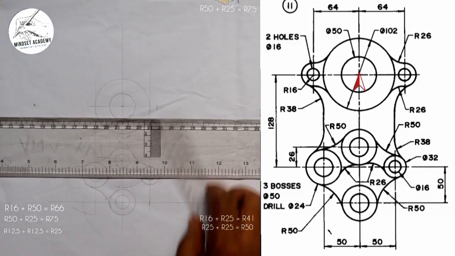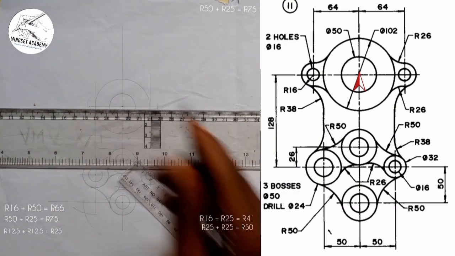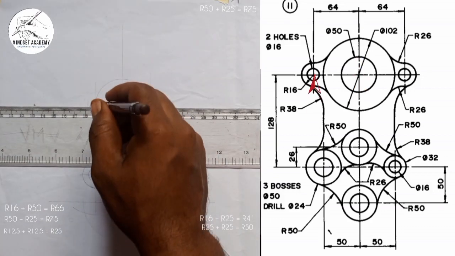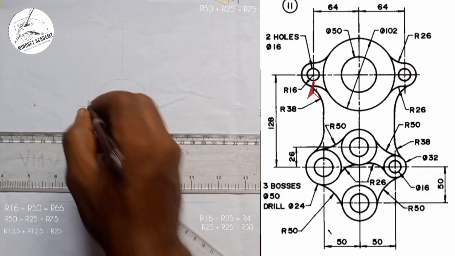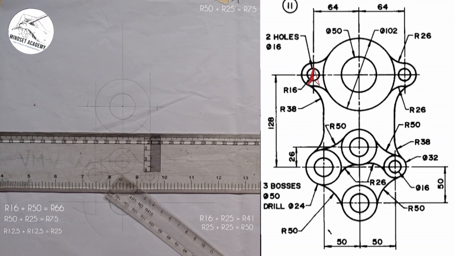So that point you're seeing will be the center. This point you're seeing here will be the center of this circle and this circle here, right? So let's do that and see. If you look at it, it's telling me two holes, diameter of 16. That is the inner hole. Then the outside one is given as a radius of 16, right?